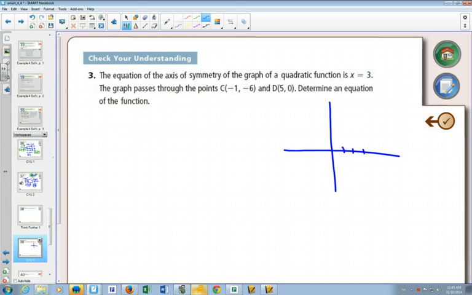We know that our axis of symmetry is right here at x equals 3. We know that it passes through the points -1, -6 and 5, 0.